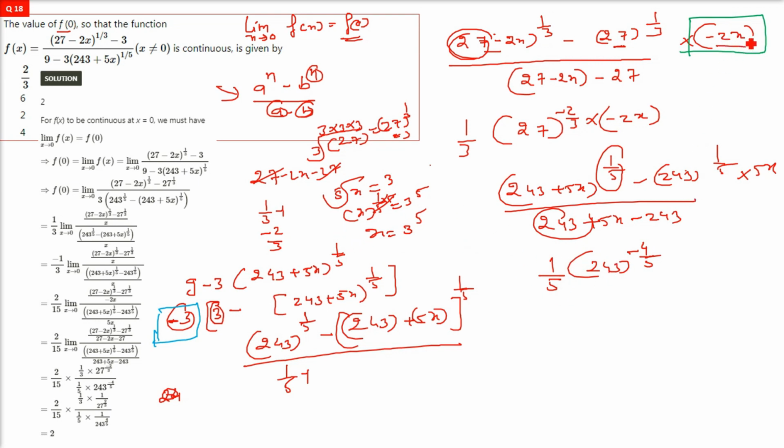So let me tell you what all we have done. There are certain things which are there. So the numerator is 1 by 3, 27 to the power minus 2 by 3 into minus 2x. Denominator is 1 by 5, 243 to the power minus 4 by 5 into 5x. So I'm just writing them and I'll clean all this and try to make them clearer to you. But I hope you got the idea what we got in the numerator, what we got in the denominator. I'm just writing it for the sake of understanding that this is numerator, this is denominator, right?